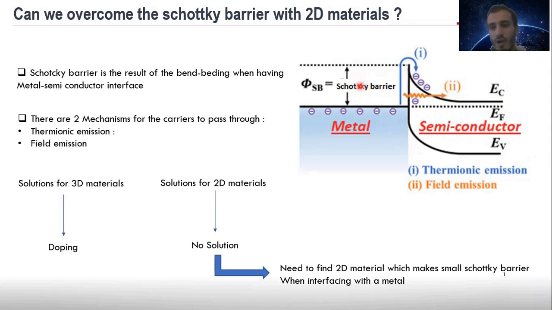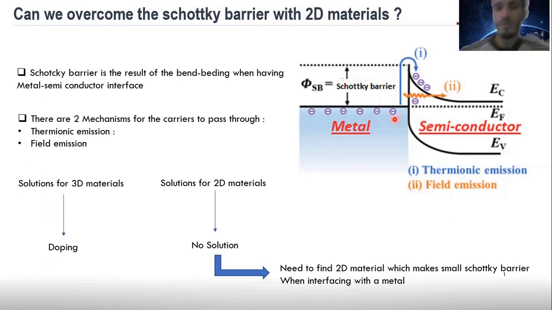In this part, I will talk about the Schottky barrier. As you know, whenever you have a metal and a semiconductor interface, whether the semiconductor is 2D or 3D, we always have a Schottky barrier. The Schottky barrier, by definition, is the potential energy which the electron needs to overcome in order to pass from one side to another side.